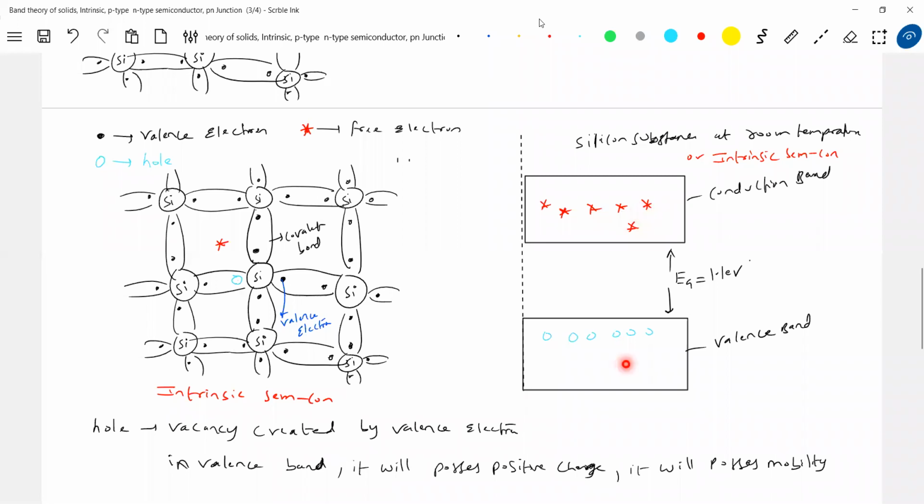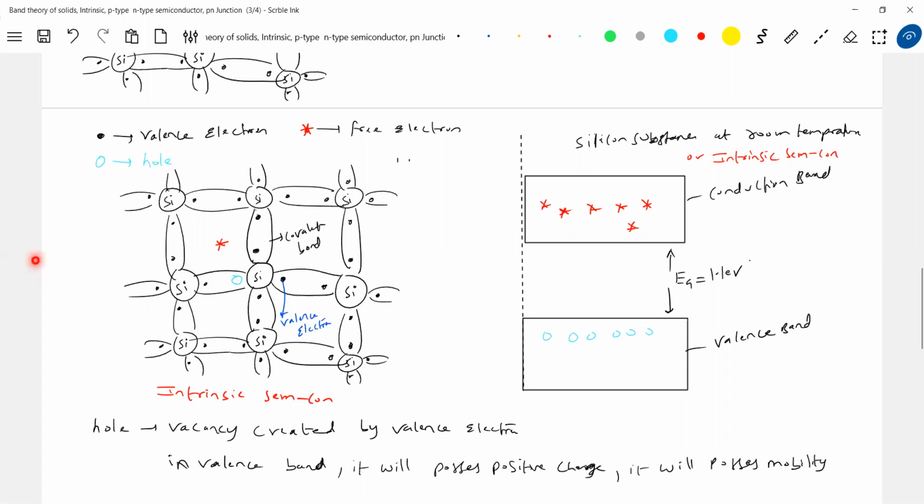And any electron in the valence band is a valence electron. I'm not bothered to show those dots. It's of no use to me. What is useful are these holes. The vacancy created by a valence electron in the valence band is a hole, and that I'm displaying here. You can see that everywhere. We are not bothered about these black dots, because they are of no use to me. Anything useful is this hole.